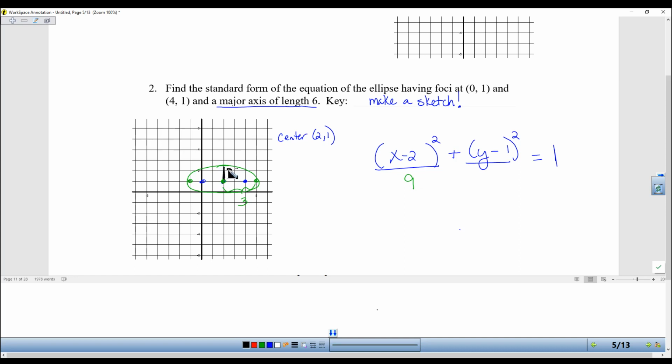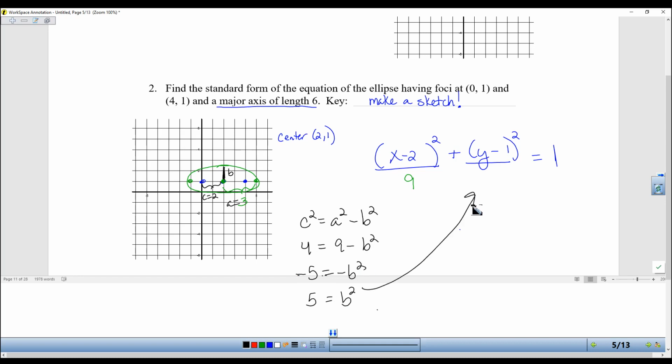To get how much it moves in the y direction, which we're going to just call b, just to have a letter associated with it, I'm going to do c, which is 2, and a, which is 3, and my equation is c squared is equal to a squared minus b squared. So 4 is equal to 9 minus b squared. Negative 5 is equal to negative b squared. b squared is equal to 5. I actually don't need to finish this because for the equation, what they want is b squared. So even though b is the square root of 5, you're still going to put 5 in your equation.